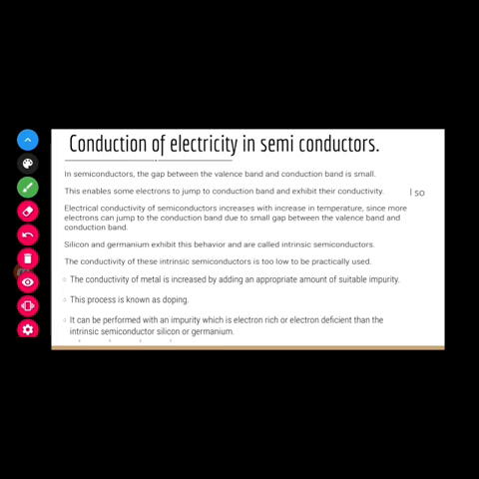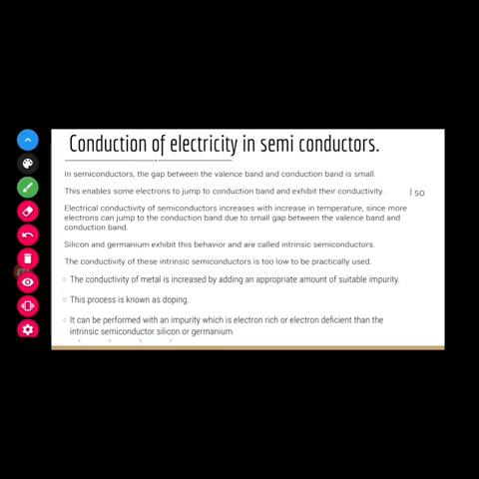So what you do is add an impurity to this semiconductor. When you add a particular type of impurity to the semiconductor, the conductivity increases. This process of adding impurity to a semiconductor to increase its conductivity is known as doping. For doping, you can use two types of impurities: one is electron rich impurity, the other is electron deficient impurity.